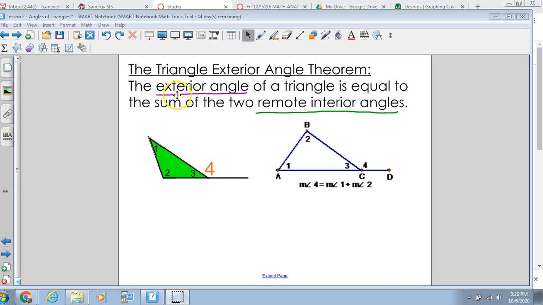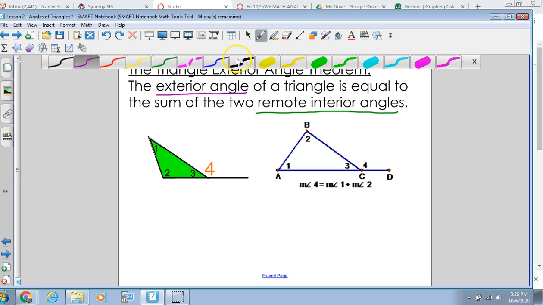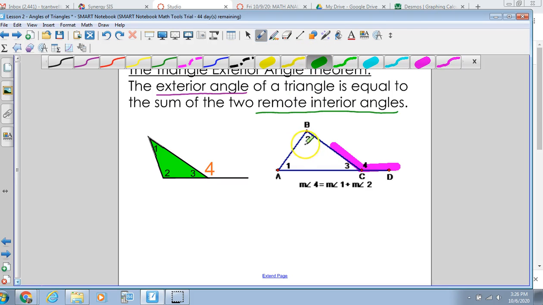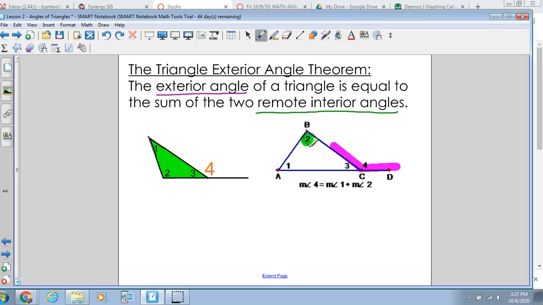So an exterior angle is if we were to extend one side of a triangle in one direction to make straight lines. So kind of like over here on this side, I'm going to make this angle right over here, angle 4. That is an exterior angle, and it's the sum of the two remote interior angles. The remote interior angles would be the interior angles that are not adjacent to this angle, not the one that it forms a linear pair with, but the other ones. So in this case, angle 2 and angle 1.